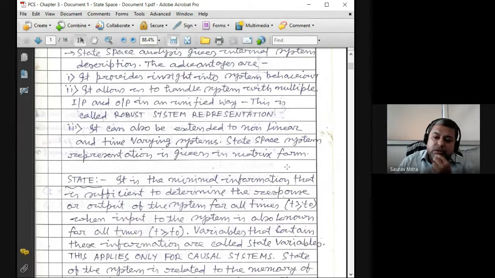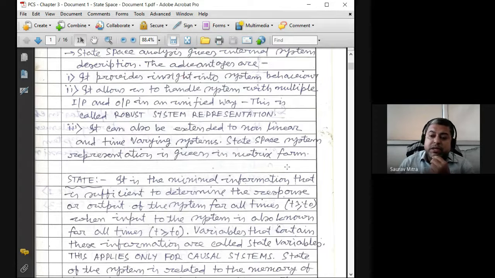Okay, there is something called a robust control system. There is something called a model predictive control system. So all different types of control systems are there. So something is called robust system representation. So what is robust control? Multi-input, multi-output system. That is called a robust control system. So state variable system gives us a robust system representation and robust control.